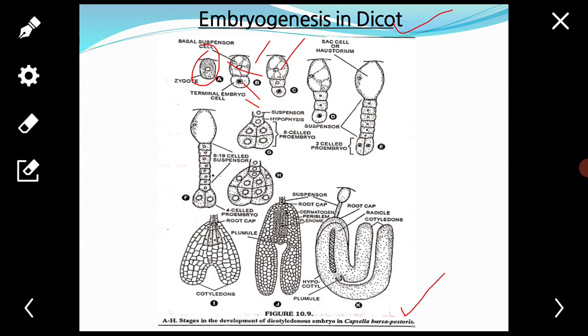The basal suspensor cell divides by transverse division, and the terminal embryonal cell divides by longitudinal division to form a tetrad, the 4-cell stage.